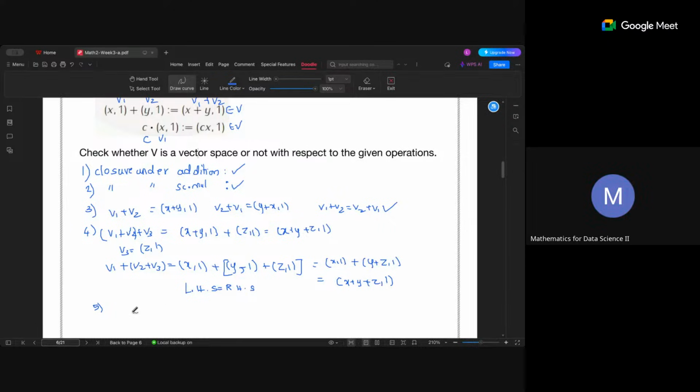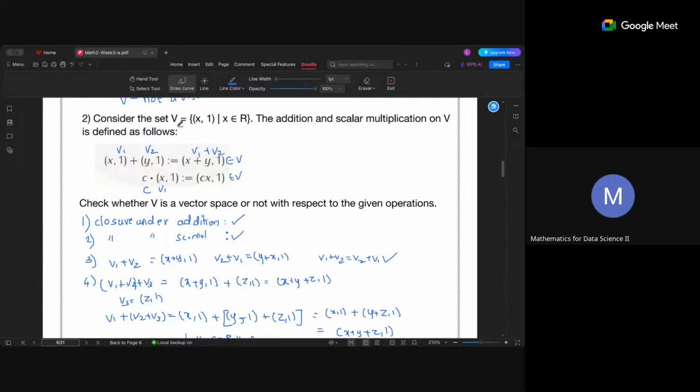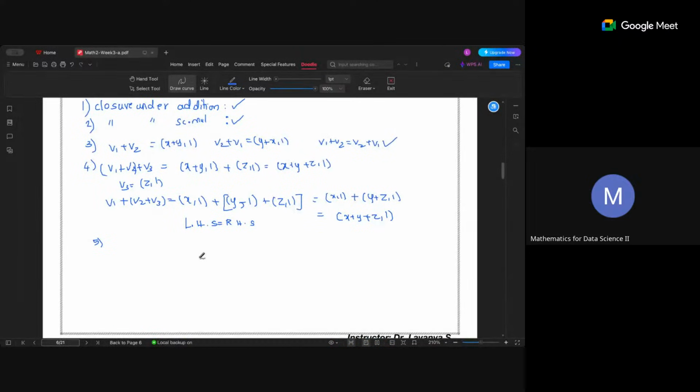Additive identity. Yes, existence of additive identity. Now remember that the additive identity should be an element of V. So let us say you are taking an element v in V, so v is some x comma 1. I want to choose some vector here, let's call it alpha comma 1, because this should also be in V, such that this is again v.